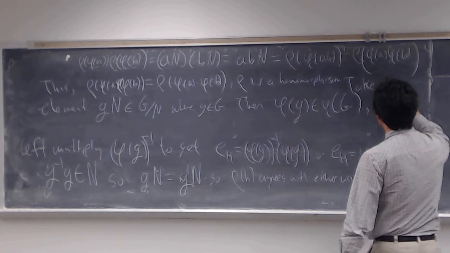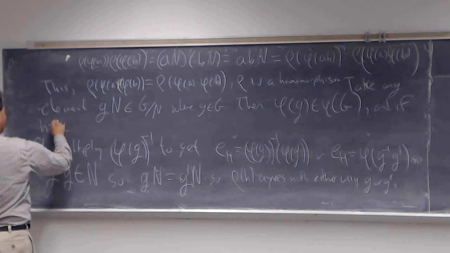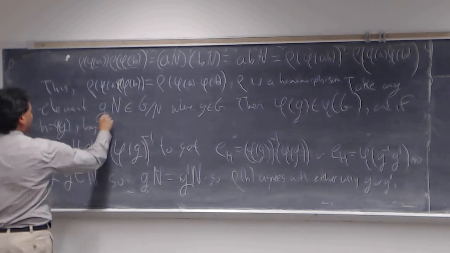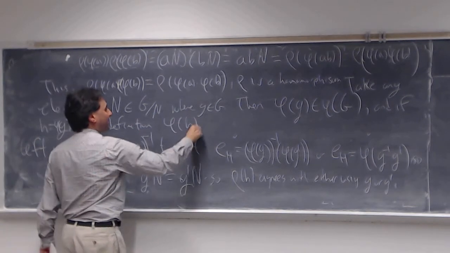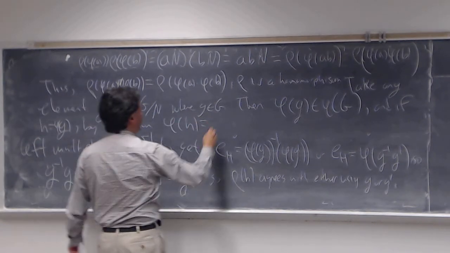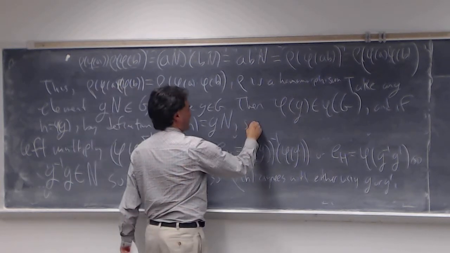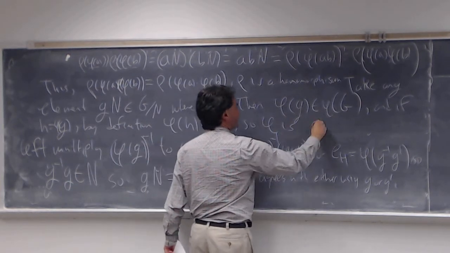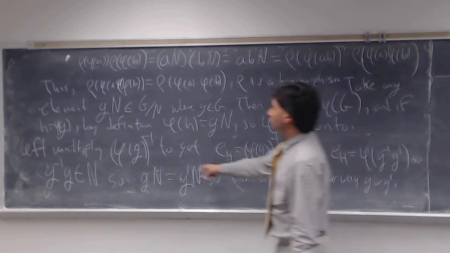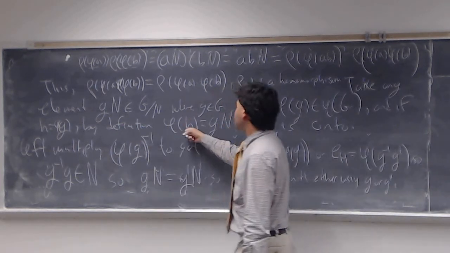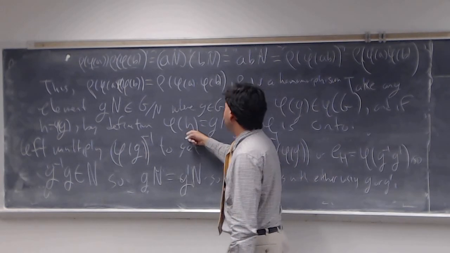And here, maybe I'll introduce h equals phi of g. By definition, what is rho of h? It's just going to be the coset determined by that g. So rho is onto, because if you give me any coset, gN, I found an h in the image, in phi of G, that I can plug into rho.